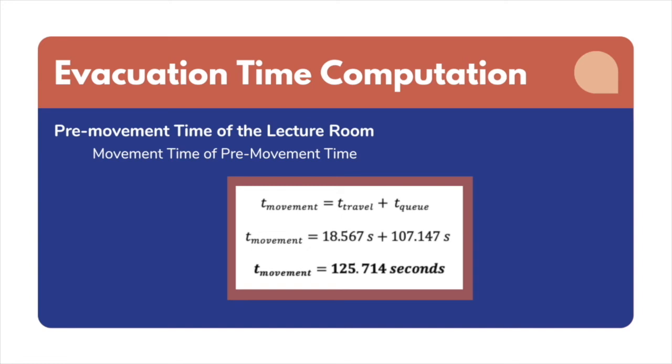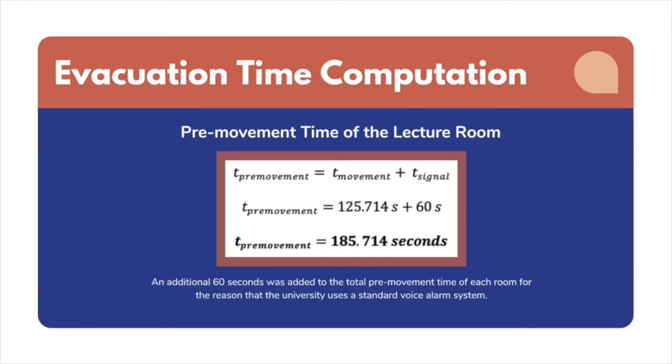Then, by adding the queuing time and the travel time, the movement time for the pre-movement time was obtained. So, from here, the travel time is 18.567 seconds, and the queuing time is 107.147 seconds. Adding them together, we get 125.714 seconds as the movement time of the pre-movement time of the lecture room. Along with this, an additional 60 seconds was added to the total pre-movement time of each room for the reason that the university uses a standard voice alarm system. So here, as we can see, we got a total of 185.714 seconds for the pre-movement time of the lecture room.